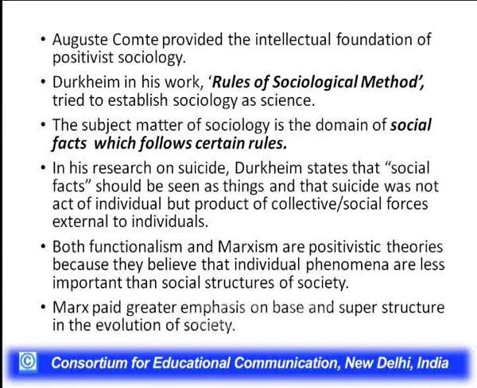In his research on suicide, Durkheim states that social facts should be seen as things, and that suicide was not an act of the individual but a product of collective forces external to the individual. So, he was trying to understand individual behavior, in the sense of why an individual commits suicide, by looking into the conditions or the social structure of the society which was forcing an individual to commit suicide. For him, a single man staying in an urban area would be more prone to commit suicide than a married man staying in a rural area. So, there was certain generalization on which he developed his understanding of certain types of suicide in society.